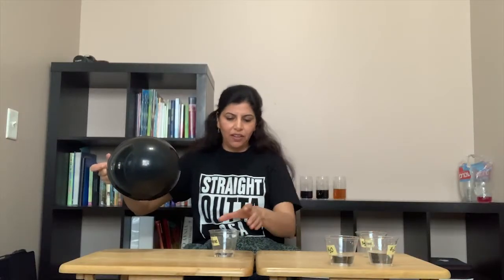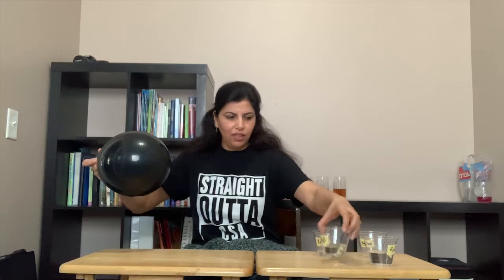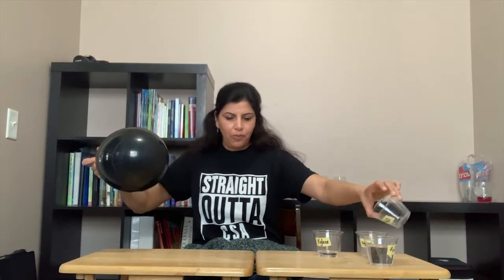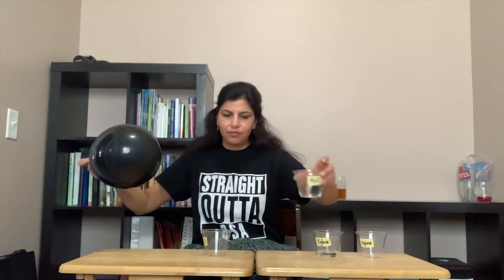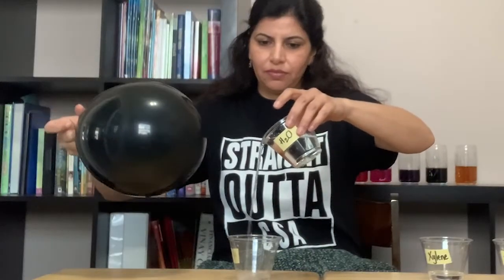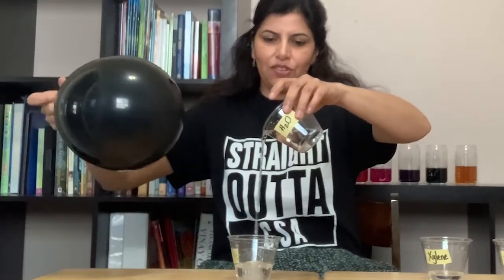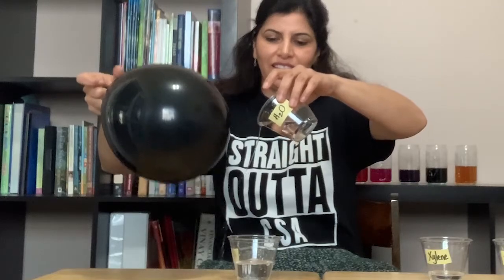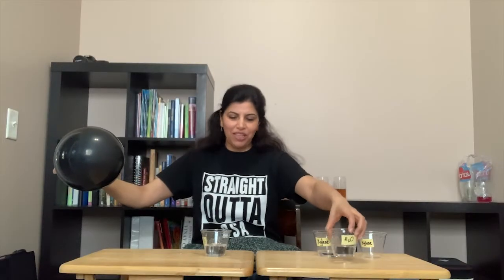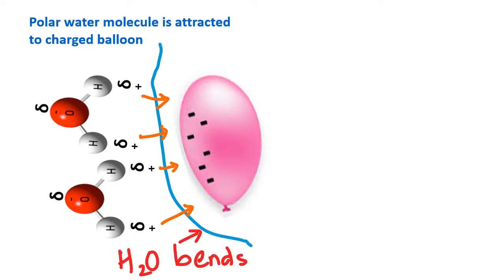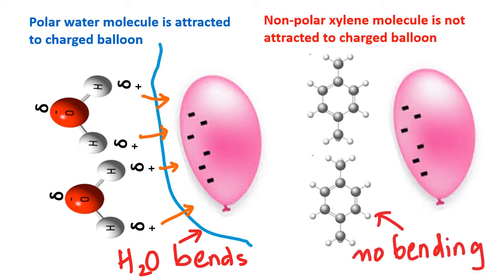So we're going to try water again just to see if our balloon was really properly charged. And as you can see, the stream of water is bending in the direction of the balloon, clearly indicating it's even going outside the cup and making a big mess. So clearly water is a polar molecule, therefore the molecule bends or gets attracted to a charge, whereas non-polar molecules like xylene do not have any oppositely charged poles, and therefore they do not respond or get attracted to a static charge.